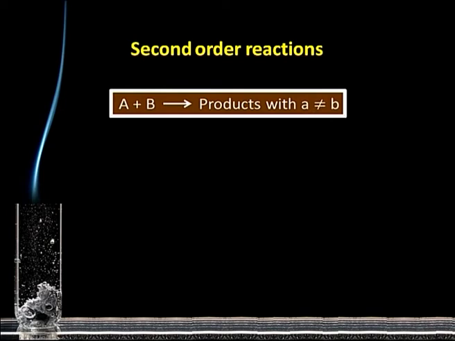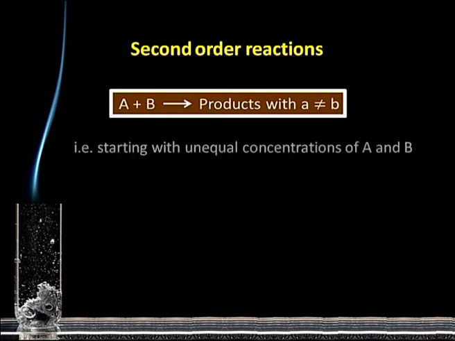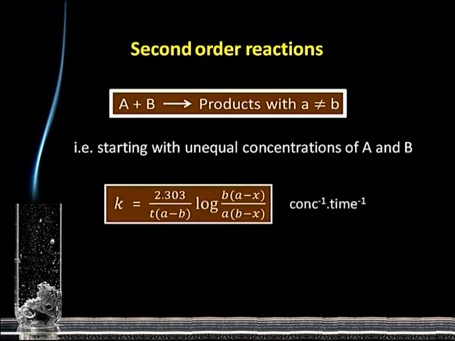Second order reaction, A plus B giving you products with A unequal to B. If we start with different concentration of A and B, we get an expression which is slightly different. K is equal to 2.303 upon t into (A minus B) log B into (A minus x) divided by A into (B minus x), and concentration inverse time inverse as the unit.